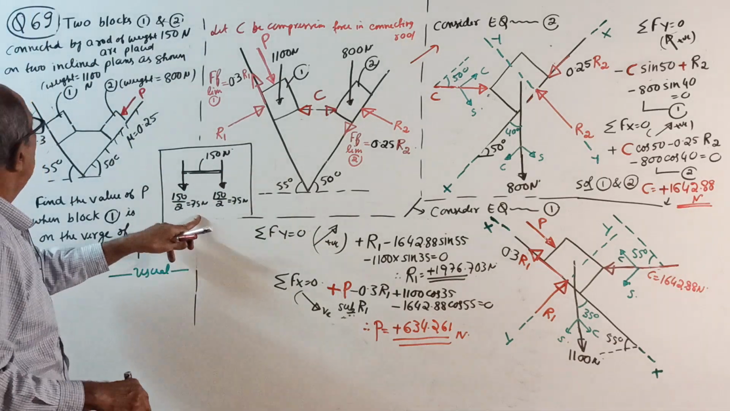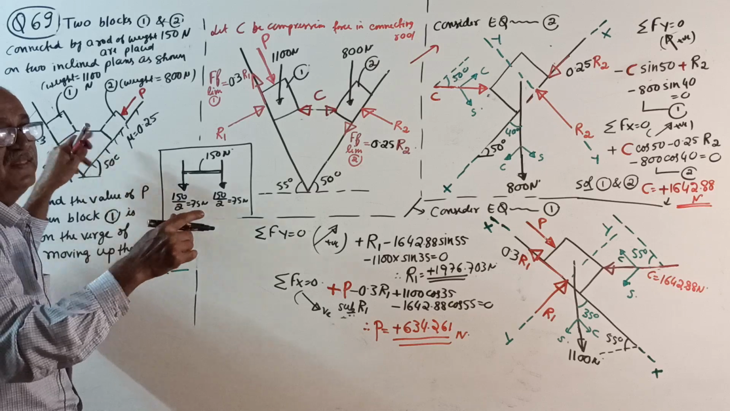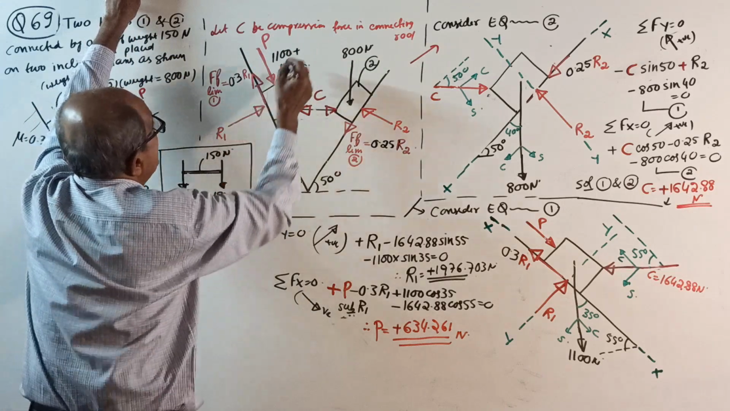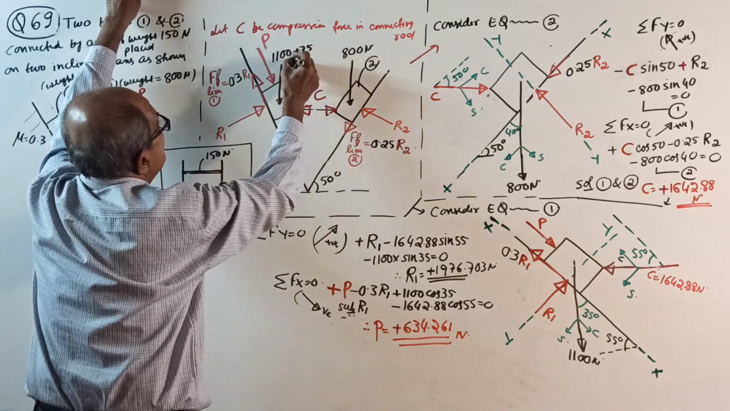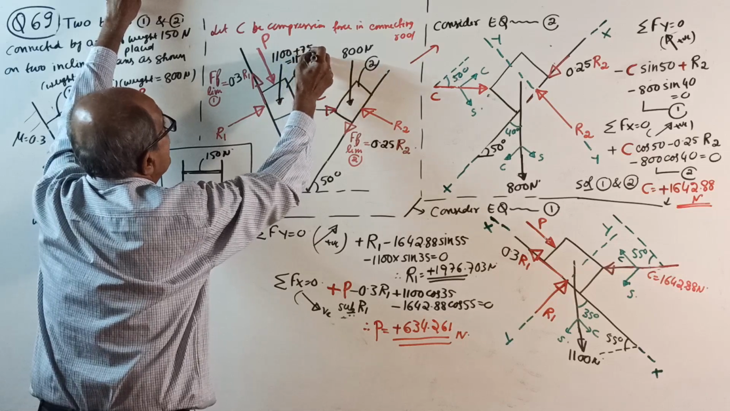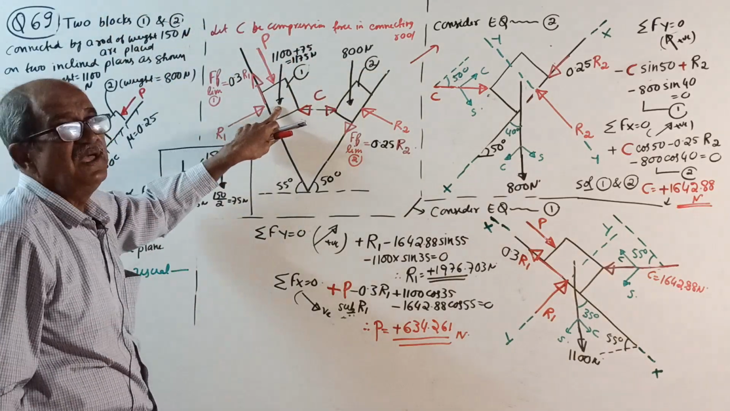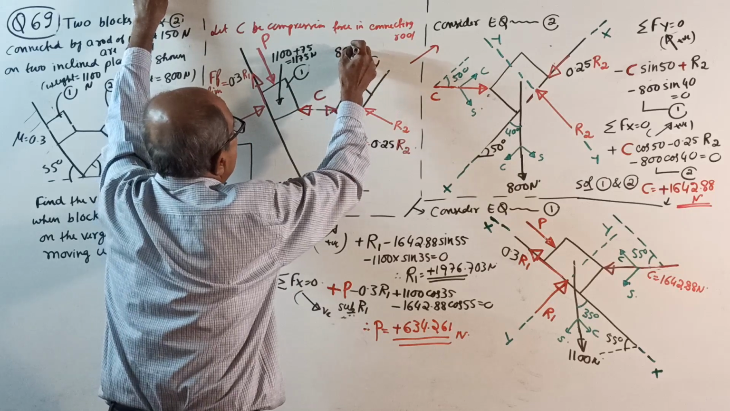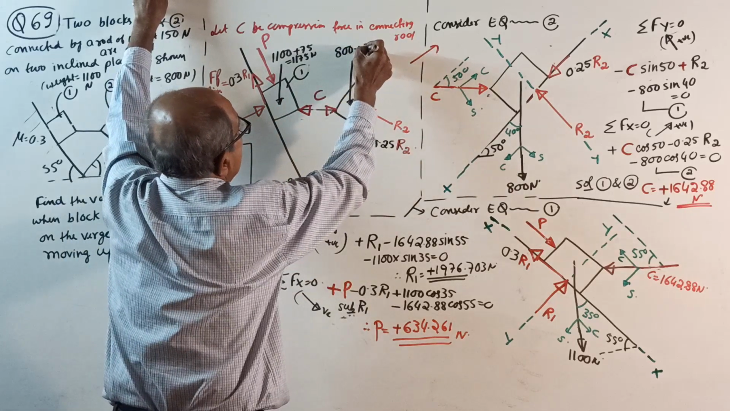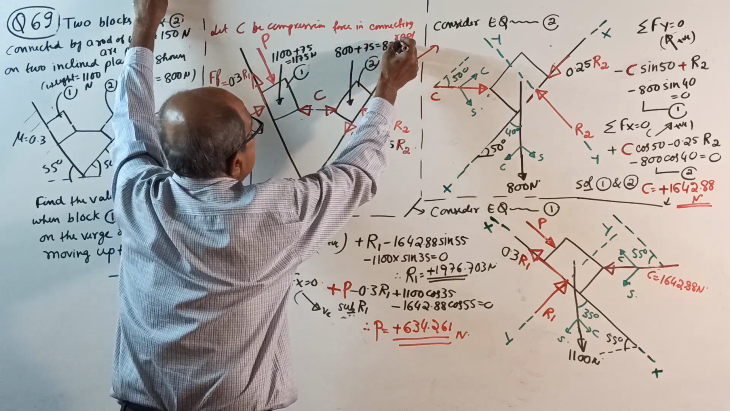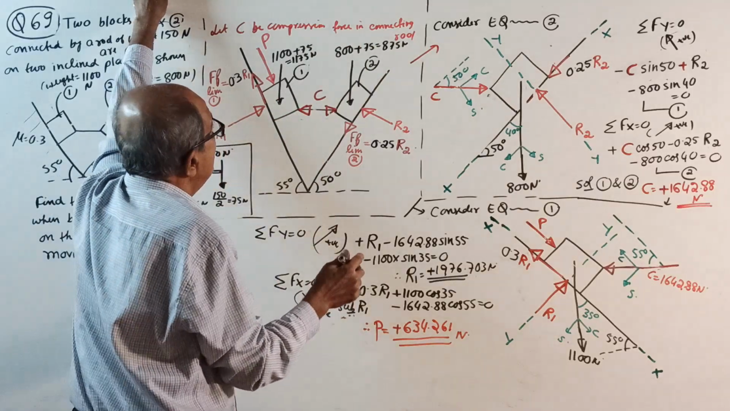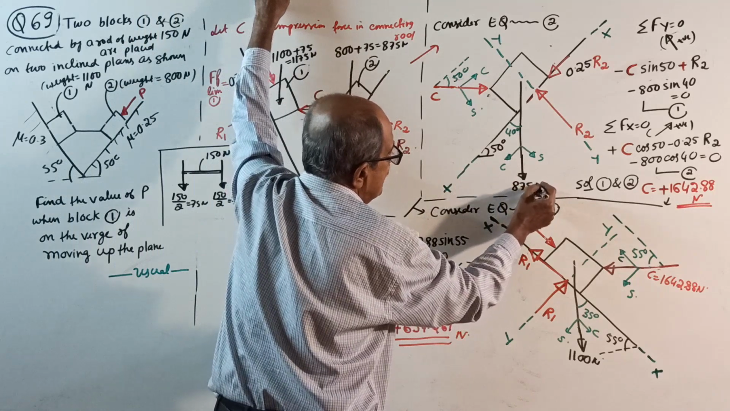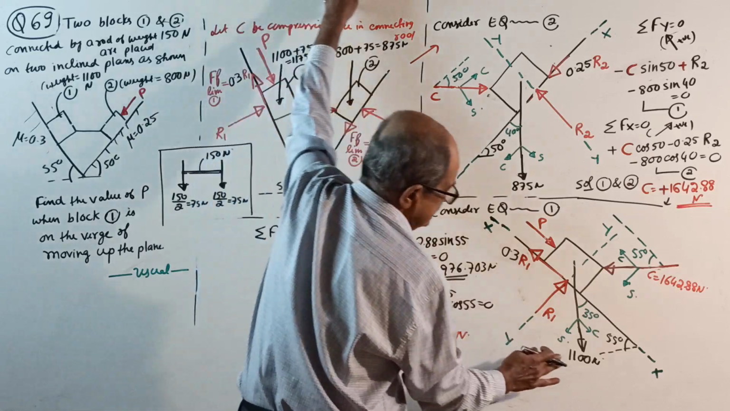Therefore, for block 1, the final vertical load will be 1100 plus 75, that is 1175 Newton. It is as good as telling this weight is 1175 Newton, and for block 2 it is 800 plus 75 equal to 875 Newton. So when you write the free body, for block 2 you should write 875 and for block 1 you should write 1175.